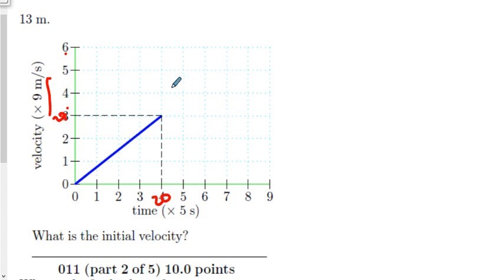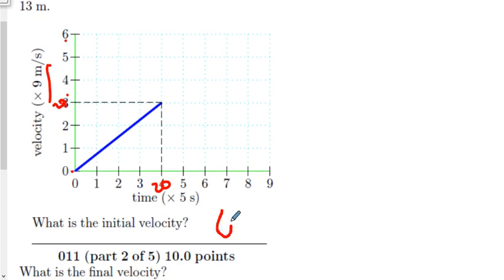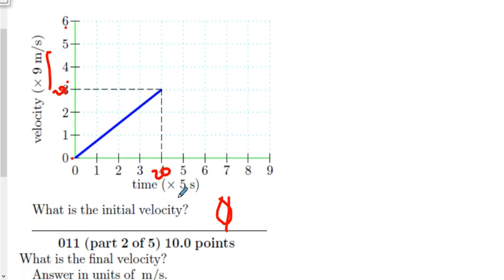Okay, so first off, what is the initial velocity? Well, we're going to read this. We have velocity versus time. At time equals 0 seconds, the velocity is 0. Okay, so that's going to be for everybody. This velocity is going to be 0 because you just read it. Same with the final velocity.